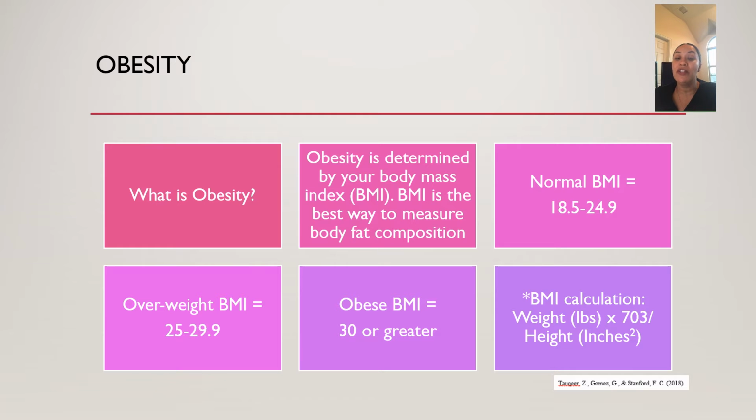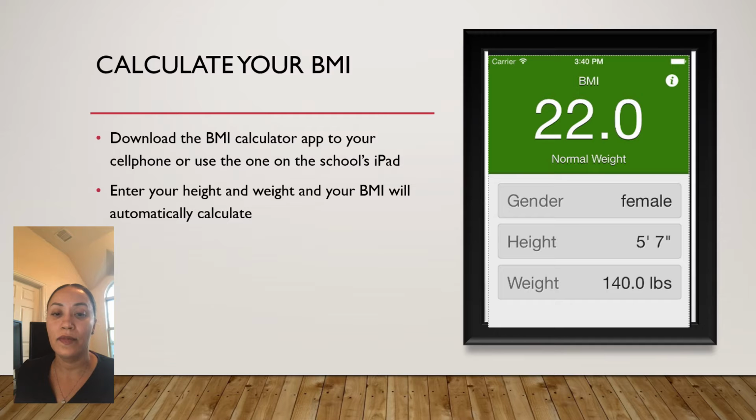we will be using our cell phones or our student iPads. Everyone should have received their height and weight from the school nurse. If you haven't received that, you can do so once this presentation is completed. So what I would like for you to do at this time is to take your cell phones out and go to your app store. Download the BMI calculator. You can do this for free. Make sure you choose a free one.